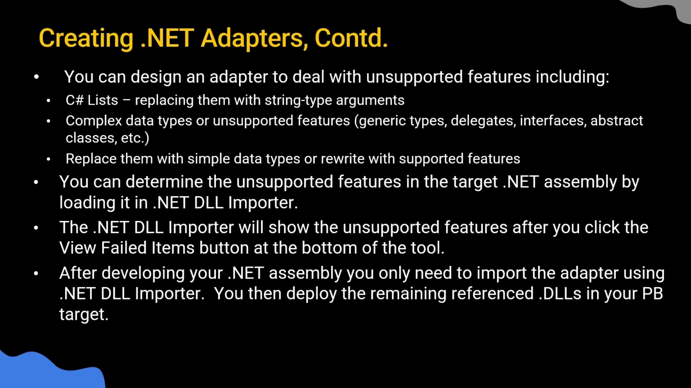But you have to determine the unsupported features in the target .NET assembly by loading it in the .NET DLL importer. The .NET DLL importer will then show you the unsupported features after you click on the View Failed Items button at the bottom of the tool. So when developing your .NET assembly, you only need to import the adapter using the .NET DLL importer. You can then deploy the remaining reference DLLs, that is the DLLs that are referenced by your adapter, into your PowerBuilder target.